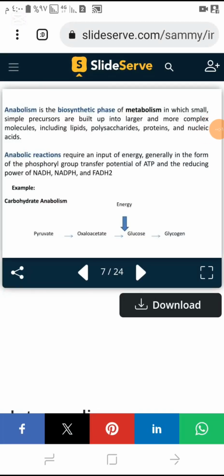Anabolism is the biosynthetic phase of metabolism, that is, the phase in which biosynthesis or buildup of large molecules is made from simple precursors, including lipids, polysaccharides, proteins, and nucleic acids. Anabolic reactions require an input of energy, generally in the form of the phosphoryl group transfer potential of ATP. Therefore, ATP is known as the energy currency of the cell. Also, energy may be provided in the reducing power of NADH, NADPH, and FADH2.